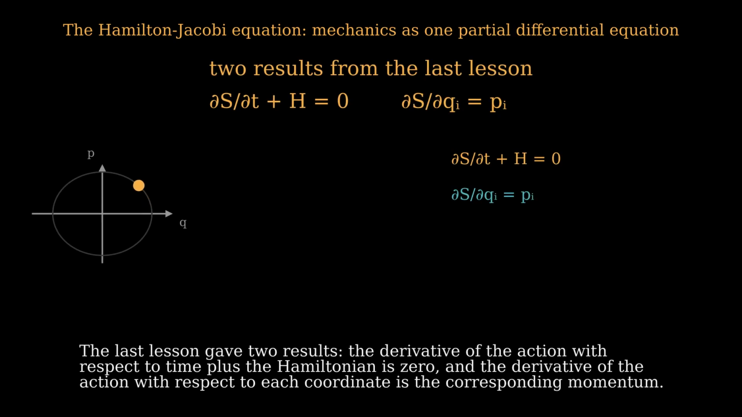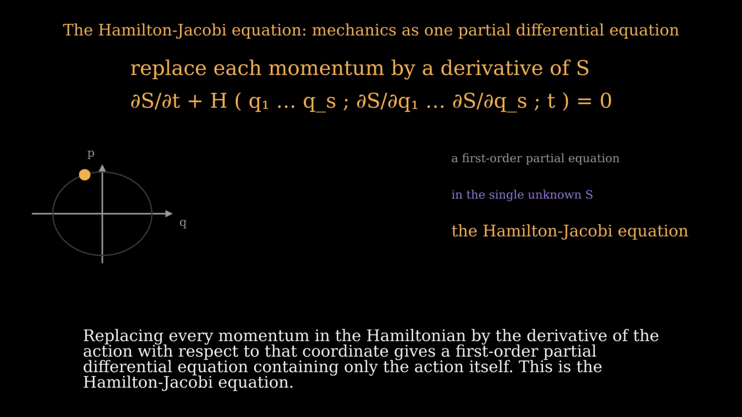The last lesson gave two results. The derivative of the action with respect to time plus the Hamiltonian is 0, and the derivative of the action with respect to each coordinate is the corresponding momentum. Replacing every momentum in the Hamiltonian by the derivative of the action with respect to that coordinate gives a first-order partial differential equation containing only the action itself. This is the Hamilton-Jacobi equation.